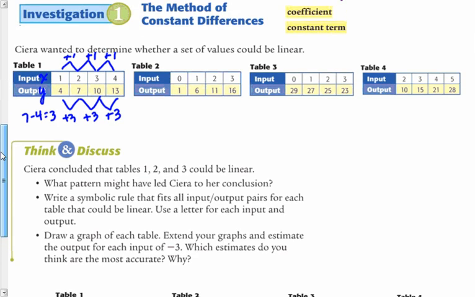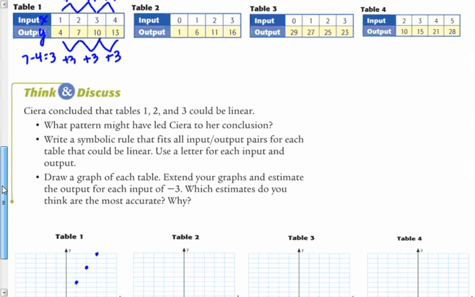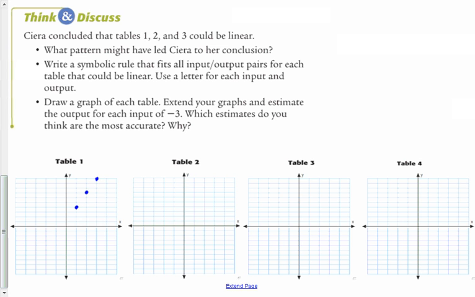One way we could make sure is to draw a graph of that relationship. If we put a point at (1, 4), a point at (2, 7), a point at (3, 10), we see that there is definitely a linear relationship. We don't even need to plot any more points to see that. This relationship would also continue this way. We can see here also that the slope is 3. That means that for every 1 I go over, I go up 3.